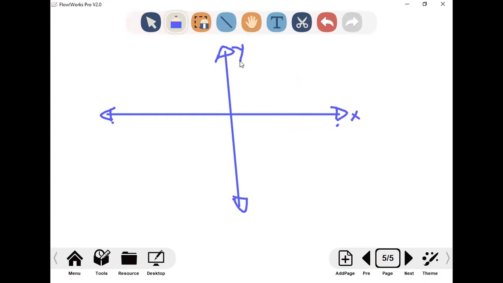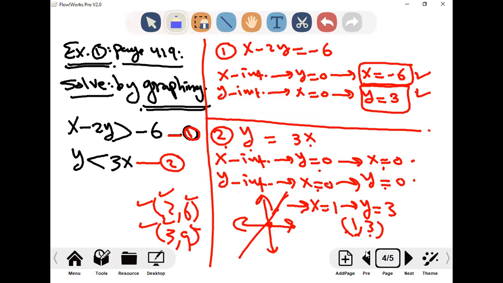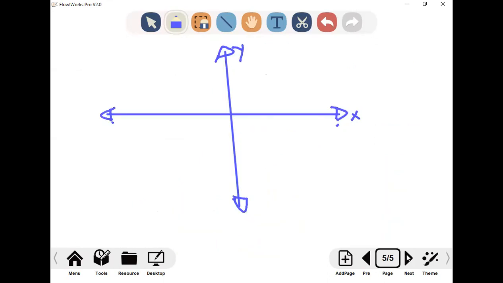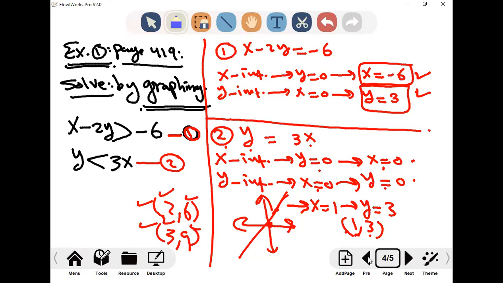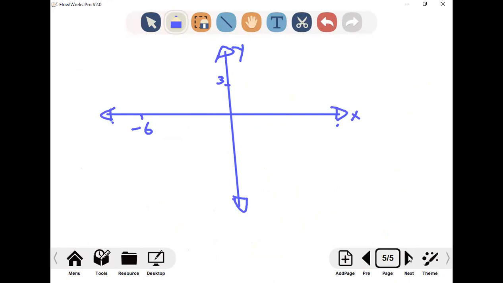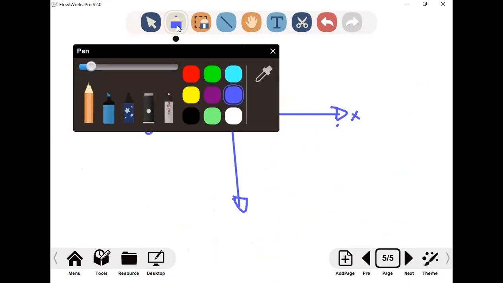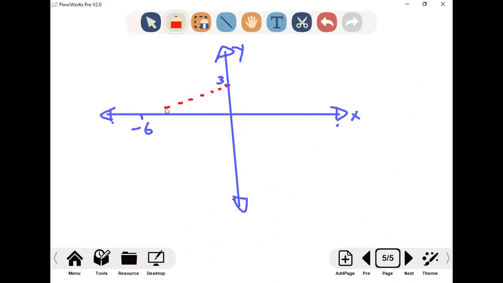Now let's graph. The first one, x negative 6 and y 3. x negative 6 and y 3. But do we have an equal sign in inequality 1? No. So the line will be dashed through the points, right? So, done.